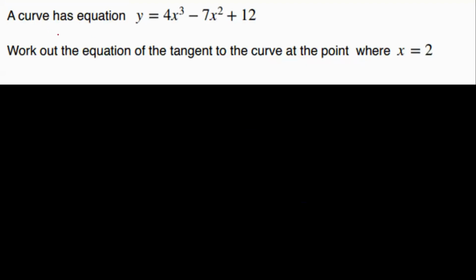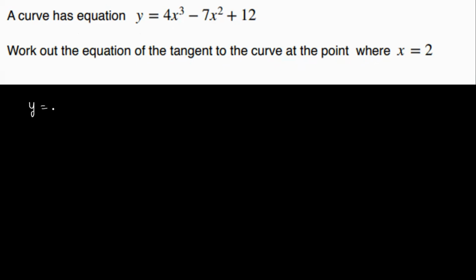Next question is, a curve has equation y equals 4x cubed minus 7x squared plus 12. Work out the equation of the tangent to the curve at the point where x is equal to 2. Similarly, we have to find the dy by dx at x equals 2, that is the gradient of the curve, and then we have to find the equation.